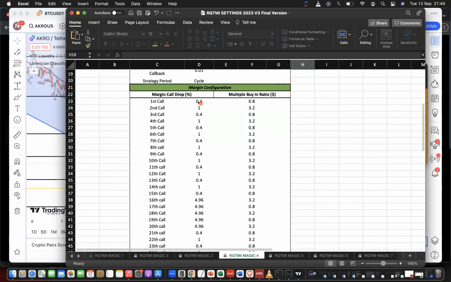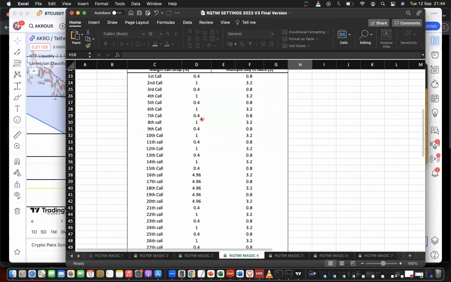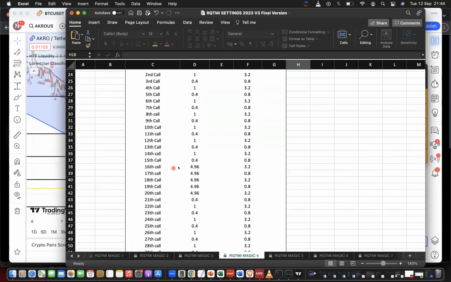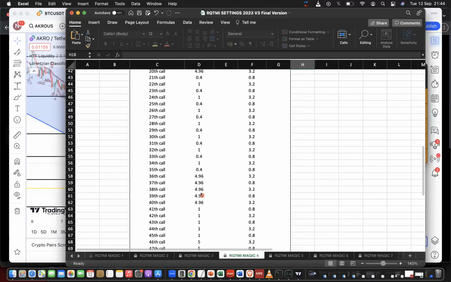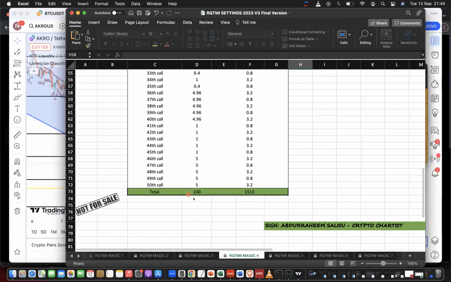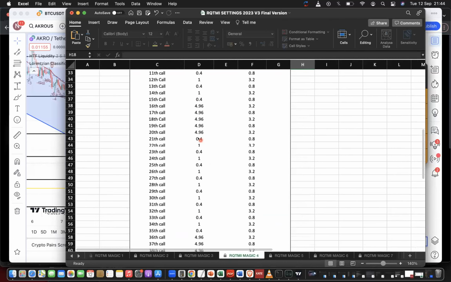Look at this. It's 0.4% one, 0.4% one. So it's not going to be as fast, as efficient as the $3,000 trading capital option. And you can see somewhere here from the 16th call, it becomes almost 5% per movement. So this makes it a little difficult. But at the end of the day, you can tolerate 100% call drop. But it's got 5% all over the place.